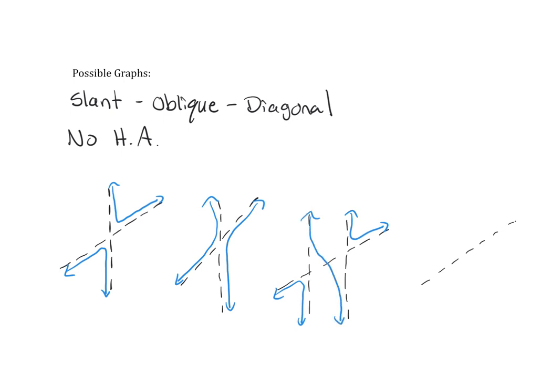And then it's possible that you have an oblique asymptote and no vertical asymptote. We'll even have a question that does something like this, where it goes up and it crosses it and then comes back. So it has a piece on top of the oblique asymptote and one on the bottom.